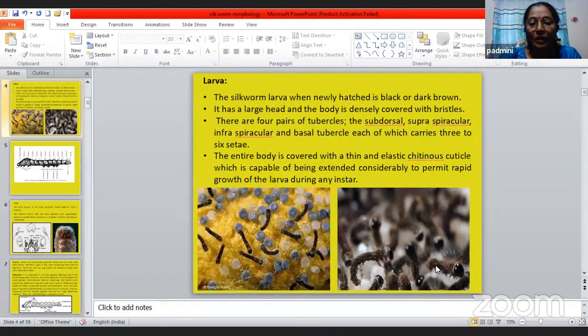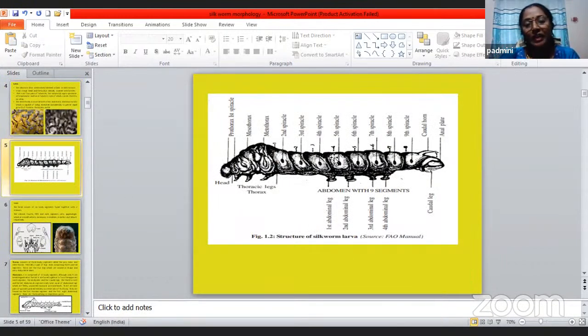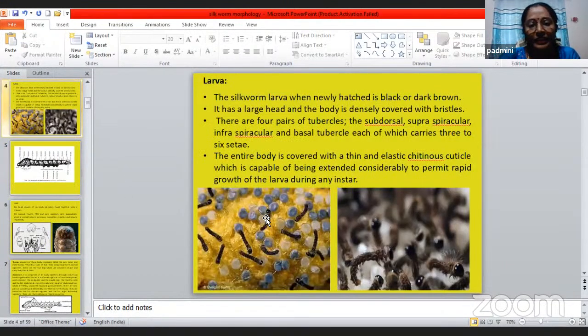So this is how the 5th instar larva looks like. Here you can see they are very tiny ant-like structures coming out of that small egg, and you can see the spiracles, the cuticles present over there, which help them in growing.